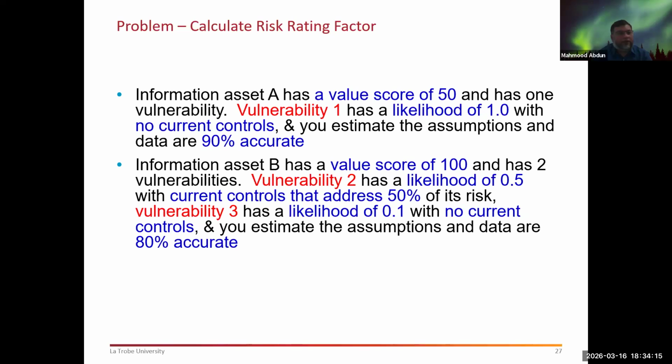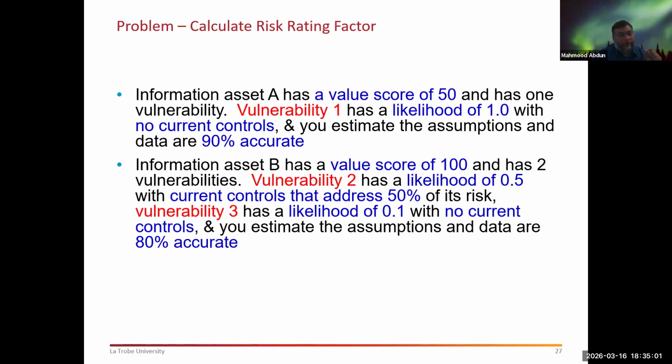We'll work it out, but look at this second one. Second statement is information asset B has a value score of 100 and has 2 vulnerabilities. Because we started off with vulnerability 1 on the same page, we don't want to confuse, we just call this vulnerability 2, and the second is vulnerability 3. There are two different information assets of the same company. The first vulnerability of information asset B has a chance of occurrence of 50%. And yes, it has a control that mitigates 50% of the risk.